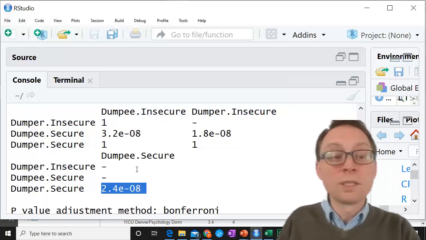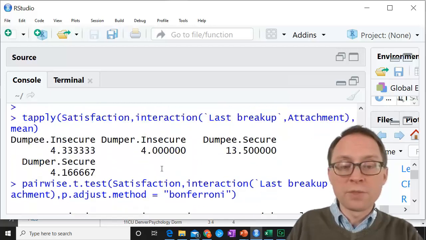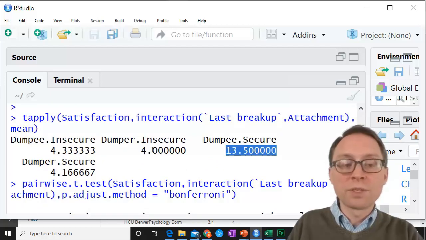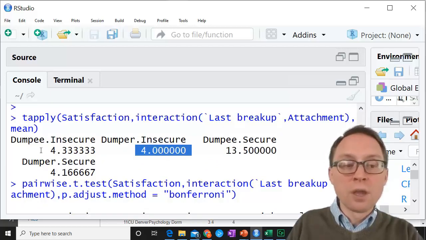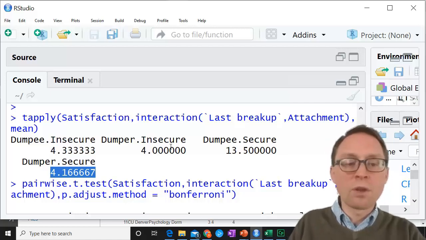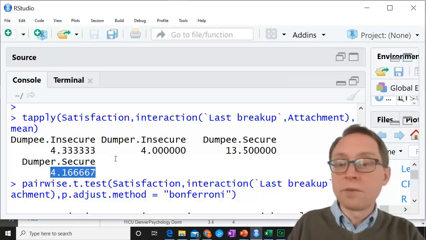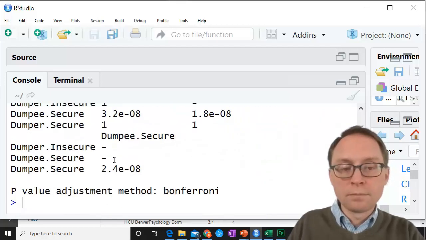So what we're saying is that dumpies who are secure are significantly different from everybody else, who is not different from each other. So when you look at these means, what we're saying is 13.5, this one, dumpies who are secure, is significantly different from each of these other groups, but none of these other groups, dumpies who are insecure compared to dumpies who are secure, or dumpies who are insecure compared to dumpers who are insecure, or dumpers who are insecure compared to dumpers who are secure, none of those is significantly different. Right? That's what that is saying.